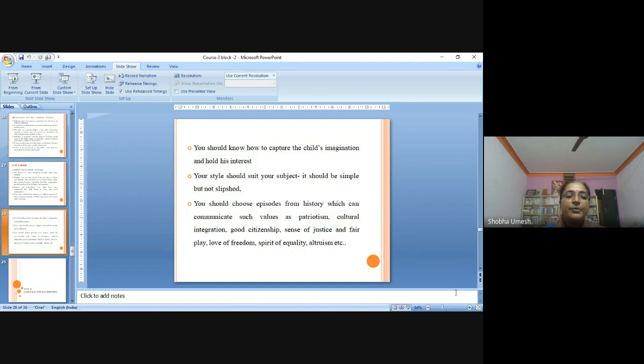And when we start writing stories with moral values and ethics, we have to keep these things in mind. So when a writer starts, he should know how to capture the child's imagination and hold his interest, and also the style of your writing should suit your subject. It should be simple but not slipshod.